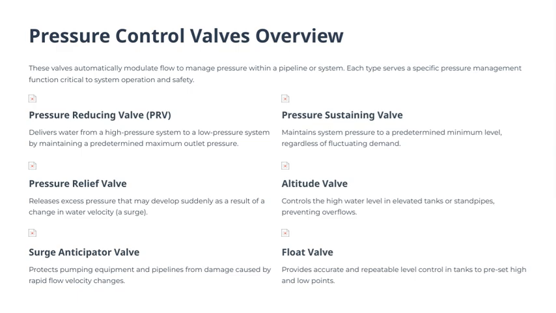The pressure relief valve is another critical component. It releases excess pressure that might develop suddenly due to changes in water velocity, acting like a safety valve. We also have the pressure-sustaining valve, which maintains a minimum system pressure regardless of demand fluctuations, ensuring consistent operation. Finally, the pressure-reducing valve, or PRV, delivers water from a high-pressure system to a lower-pressure one, maintaining a set maximum outlet pressure to protect downstream equipment.